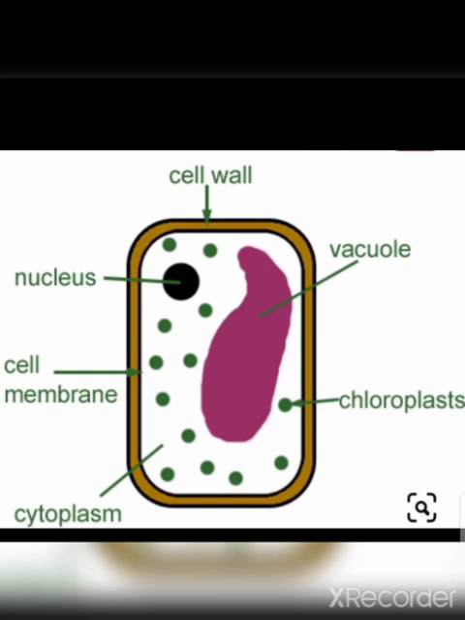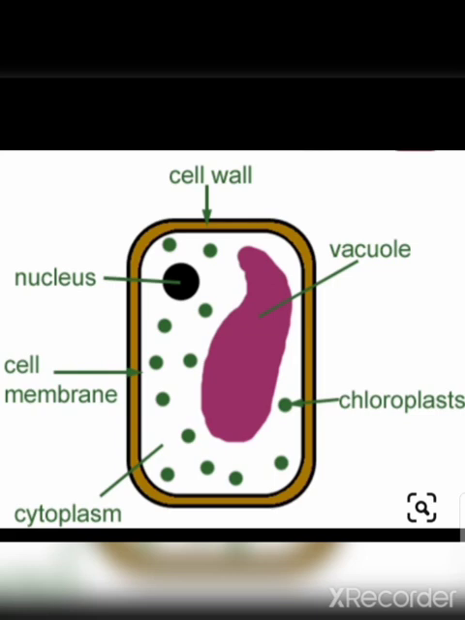Now let us discuss the structure of plant cells. Although both plant and animal cells normally have a cell membrane, cytoplasm and nucleus, there are some features found in plant cells that are not present in animal cells. Like you can see in this diagram, the cell wall is present. Plant cells have a cell wall as well as a cell membrane. The cell wall is made up of a material called cellulose and it helps to keep the plant rigid.